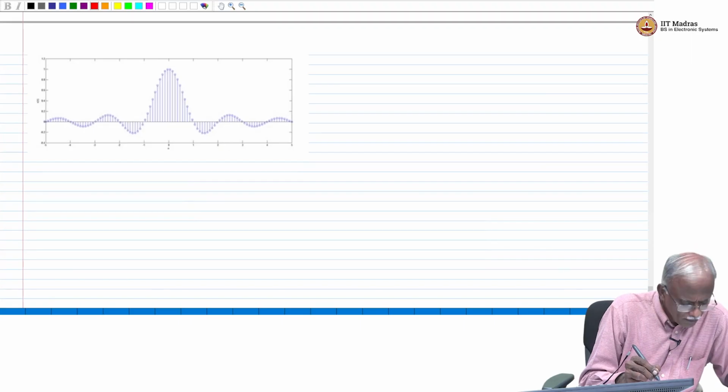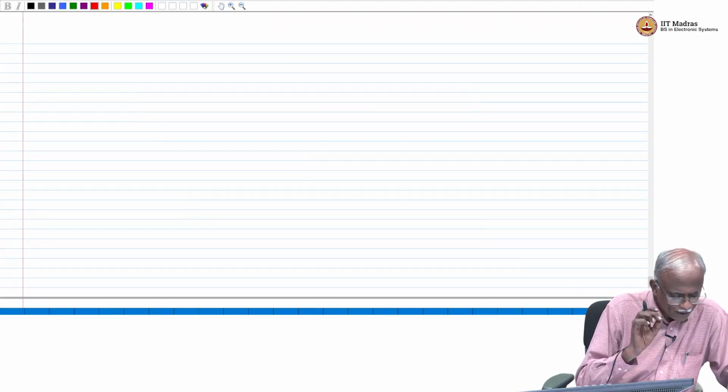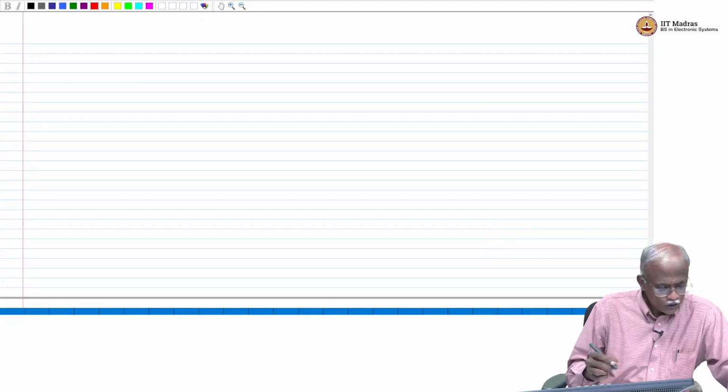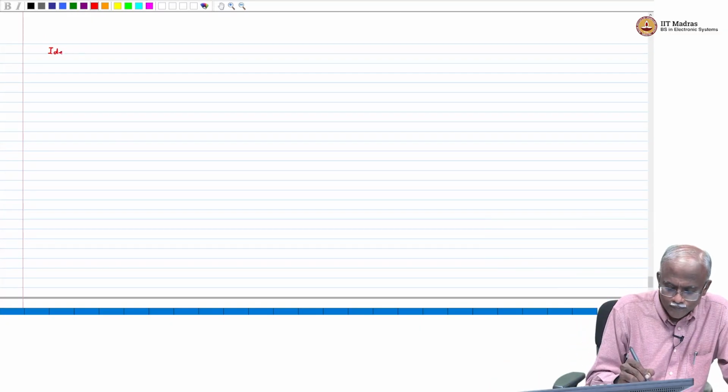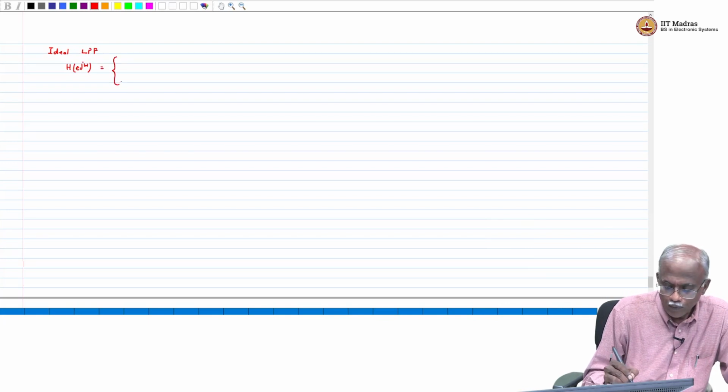Now comes a very, very important concept which I want you to pay very close attention to. If you remember, we have studied the ideal low pass filter. The ideal low pass filter is given by He of j omega equal to 1 for all frequencies less than omega c and equal to 0 otherwise.